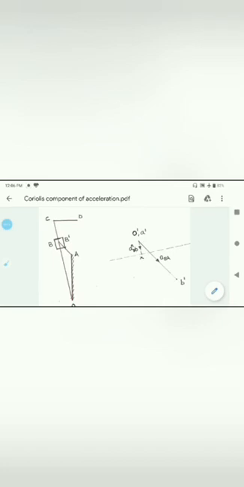One important change is, since B prime is a fixed point, that is why we are going to represent the acceleration of B relative to B prime. In the acceleration diagram, acceleration of B relative to B prime is represented as B double prime B prime.